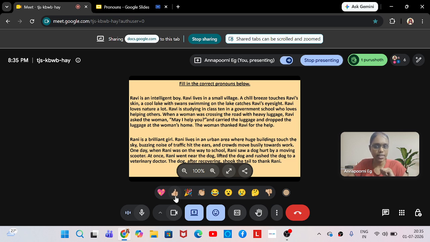Luggage is coming twice. So you can write and carried the luggage and dropped it at her house. You can do it like that because already luggage and woman have come one time. So you can change that also into pronouns. Okay? Good. Very good.